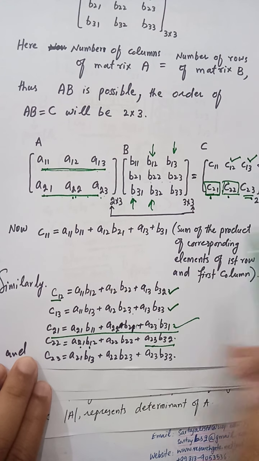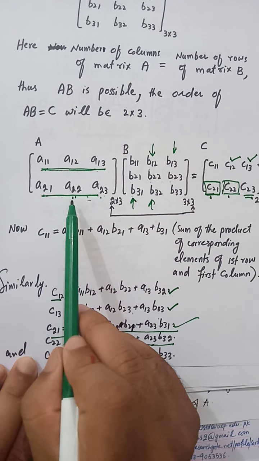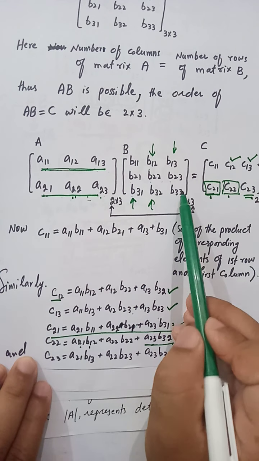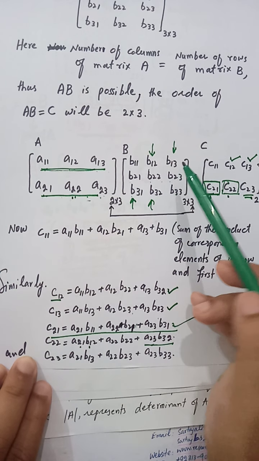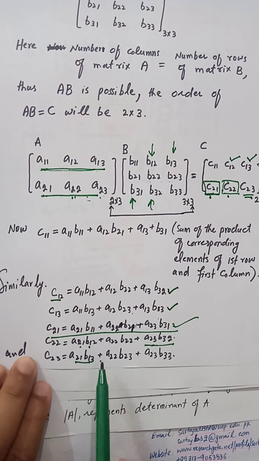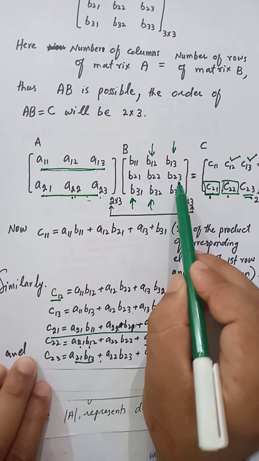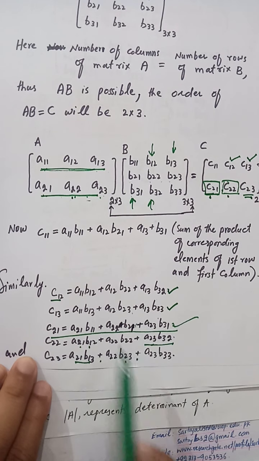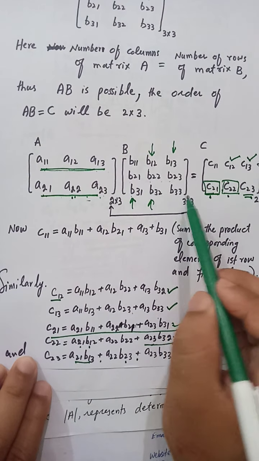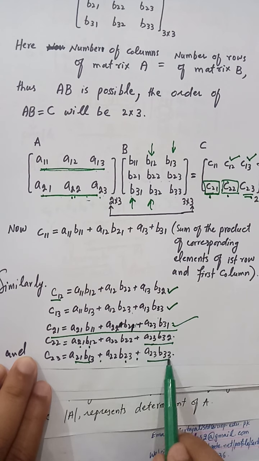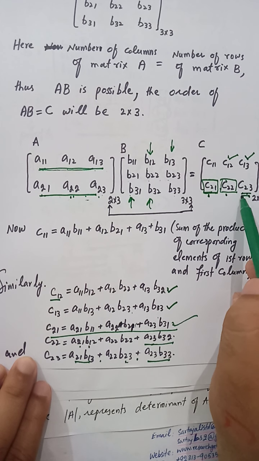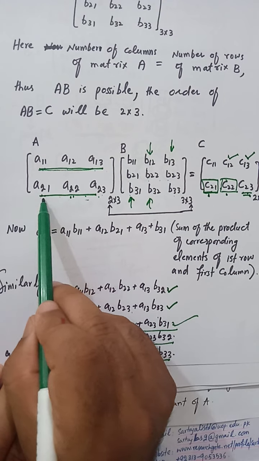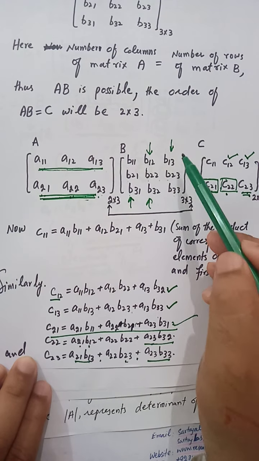Similarly, C23 will be obtained by multiplying the second row and third column. So A21 will be multiplied with B13, A22 will be multiplied with B23, A23 will be multiplied with B33, and there will be addition. So you will get C23. This is the element of the second row and third column, because this is obtained from the multiplication of the second row and third column.